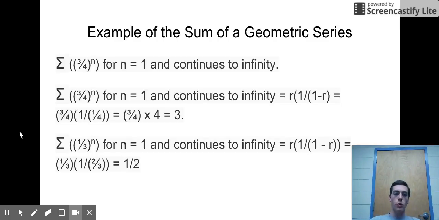For our second example, we have 1/3 to the nth power for n equals 1 to infinity. In this case, r is 1/3, so it's 1 divided by 2/3, which is 3/2, times 1/3. The 3's cancel out, and you get your sum to be 1/2. I apologize because the free recording limit is about to run out, so I did rush right there at the end.